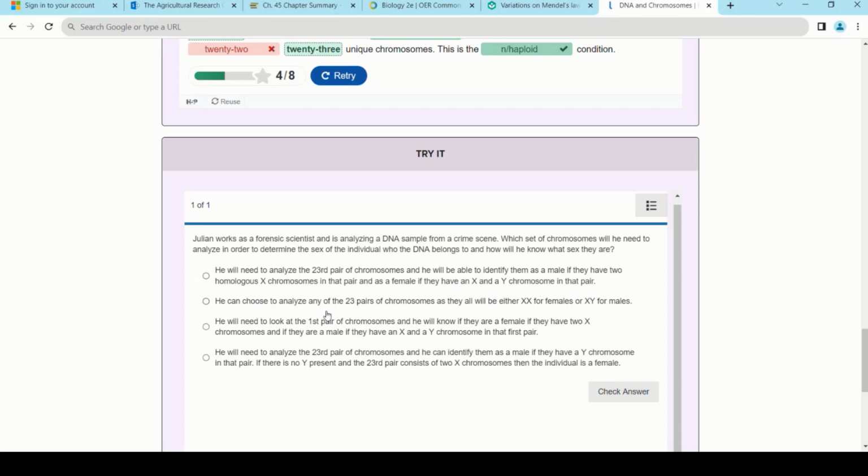Or B: he can analyze any of the 23 pairs of chromosomes, as they will all be either XX for female or XY for male. C: He will need to look at the first pair of chromosomes, and he will know they are female if they have two X chromosomes, and male if they have an X and a Y chromosome in that first pair. Or D: he will need to analyze the 23rd pair of chromosomes, and he can identify them as male if they have a Y chromosome in that pair.